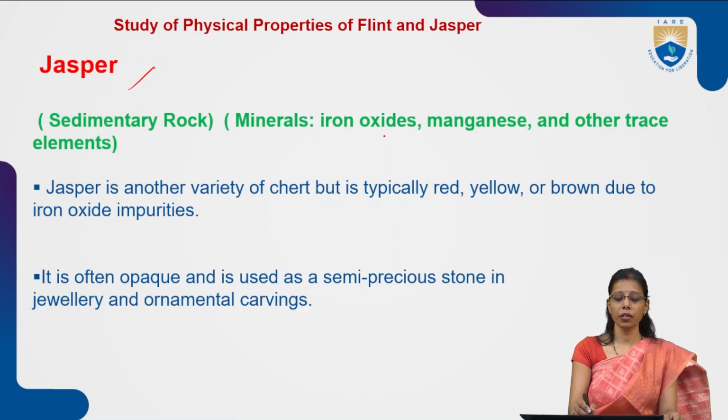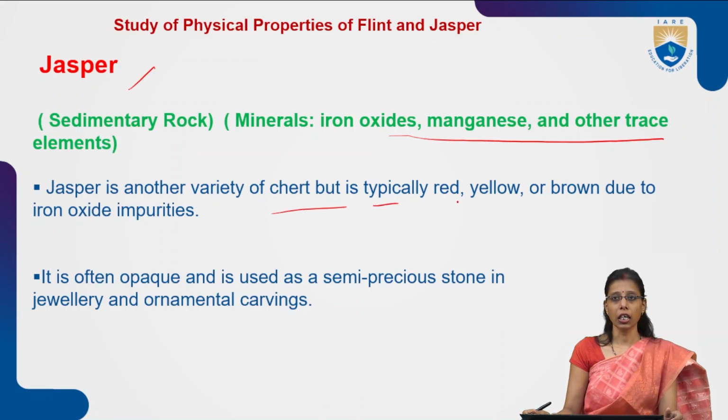Sedimentary rocks, minerals, iron oxide, manganese and other trace elements. Jasper is another variety of chert, but is typically red, yellow or brown. It has different colors like red, yellow or brown due to iron oxide impurities. The impurities like iron oxides present in this kind of rock make the color variety, whether yellow, brown or red. That depends mainly on the impurities which are present in the rock.